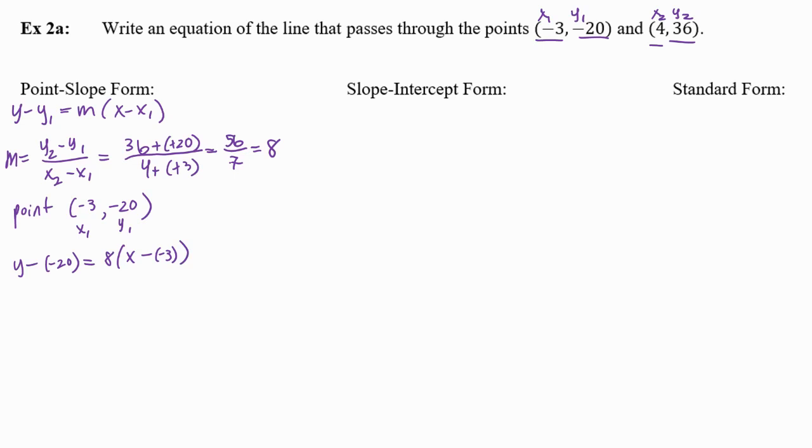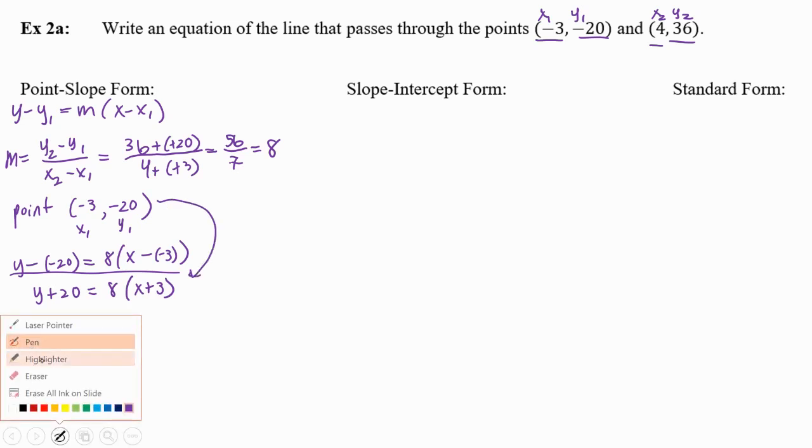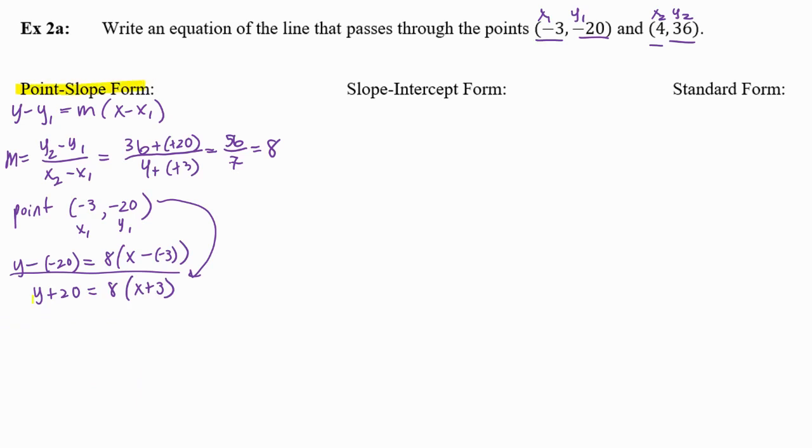Okay, and if we clean it up a little bit, y minus a -20 will just become y plus 20. And then x minus -3 will become x plus 3. So I'm doing this extra step here with the double negatives, but if you remember, I said that the point x1, y1 will have to go the opposite of what it normally is. So you could have just gone from this point to here right away if you wanted to. Okay, so we wanted point slope form. Here it is.